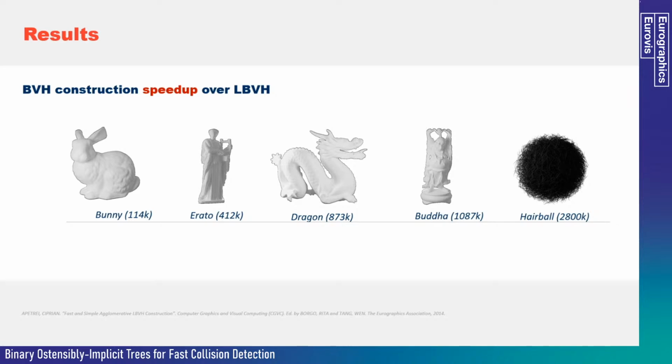We have used 5 publicly available models to evaluate this performance, and our results for BVH construction are significant, where we achieve over 6 times better performance as compared to the state of the art. And even in the worst case, we also see strong speedup, which is over 4 times faster.